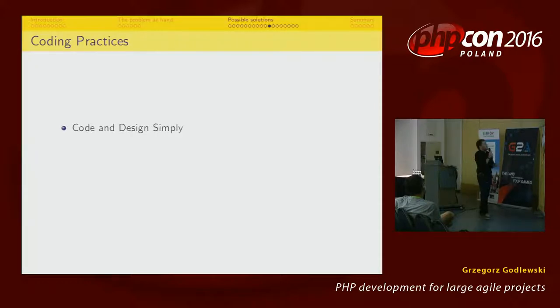So if it comes to coding practices, it's code and design simply. You have things like, you ain't gonna need it. You probably heard about it. I'm going to just rephrase it back again: keep it simple, stupid. So applying these kinds of rules to how you design and how you code. That's why I'm not going to show any kind of code in this presentation at all. I just want to reduce it to the things that I really need.